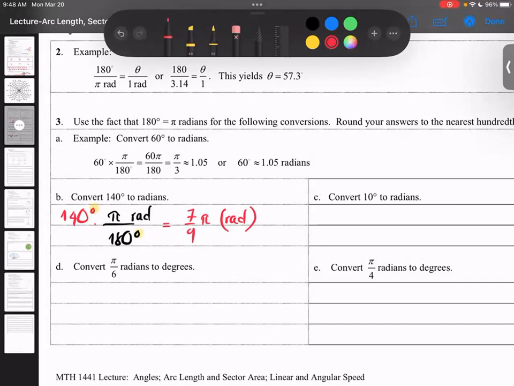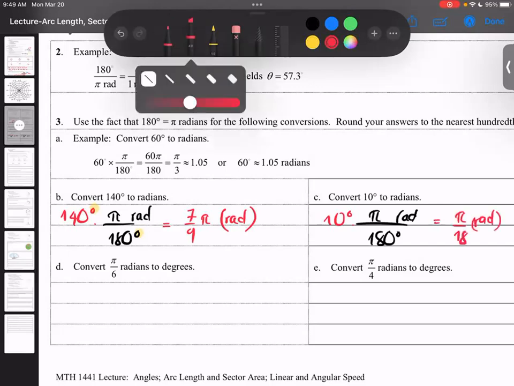Why don't you try C? Try C first. We'll do B next. What do you have? Anybody have an answer? Very good. So 10 degrees multiplied by, again, you want to cancel the degrees, so degrees go on the bottom, pi radians on top, equals pi over 18 radians.